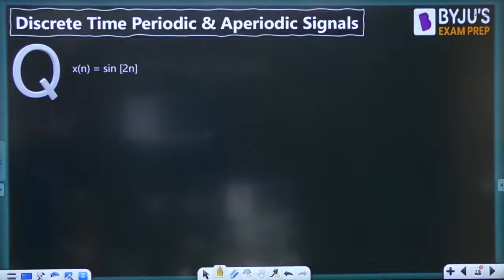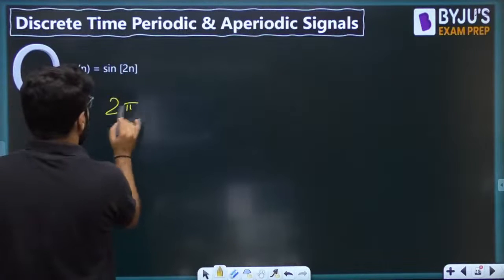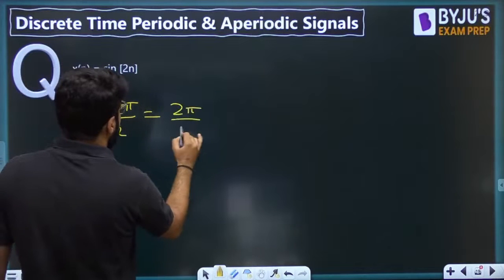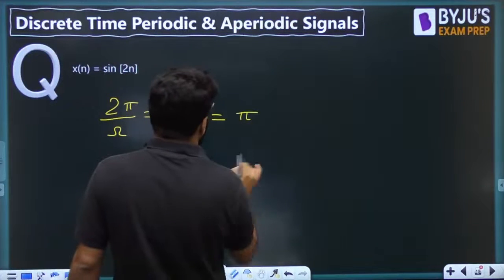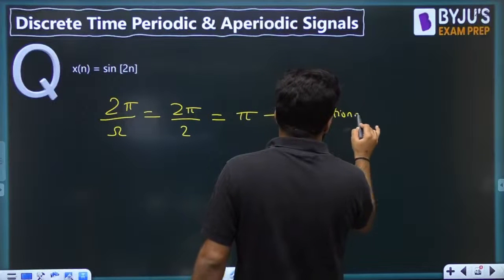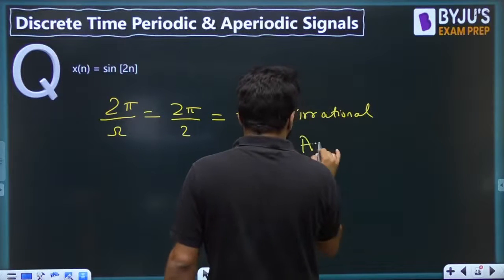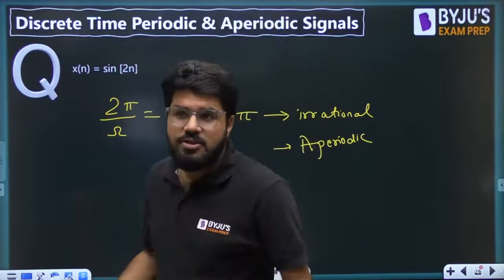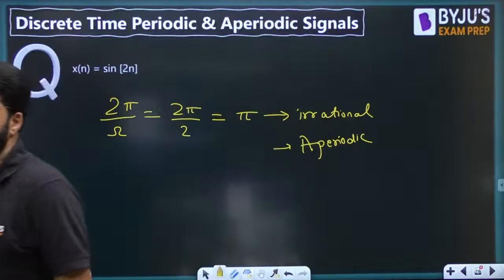Sir, what is sine 2n? Here 2 pi by, I think I have already solved this question. 2 pi by omega is 2 pi by 2. 2 and 2 cancelled, but pi is left. Pi is irrational. So 2 pi by omega is irrational, and the given signal is aperiodic. And if a signal is aperiodic, then there is no period. Right?